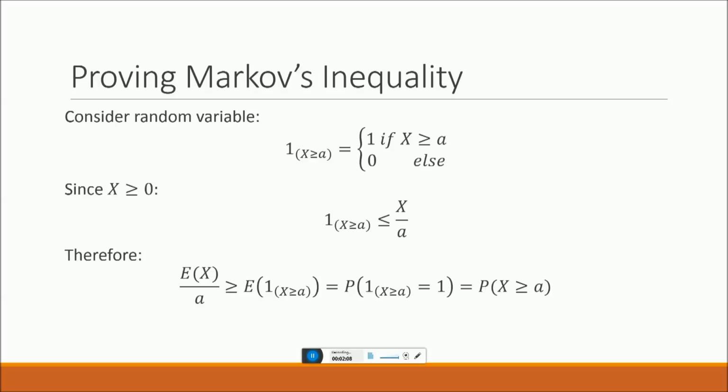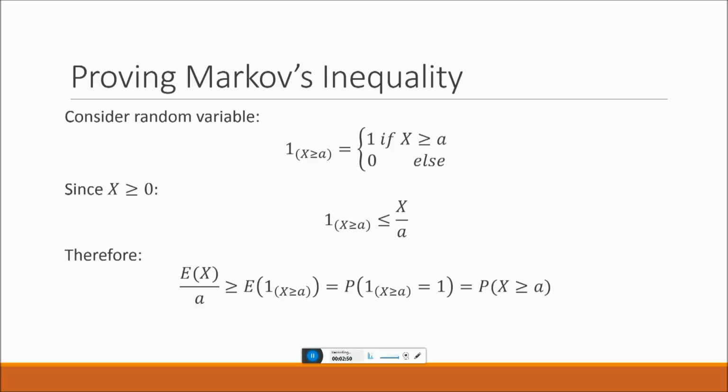And if we take the random variable's expectation, we find that this is actually the probability that this random variable is 1, which depends on whether x is greater than or equal to a. So the expectation of our random variable translates to the probability that x is greater than or equal to a, and we also have the expectation of x over a on the right-hand side to balance this out. That leaves us with our Markov inequality: the probability that x is greater than or equal to a is less than or equal to the expectation of x over a.